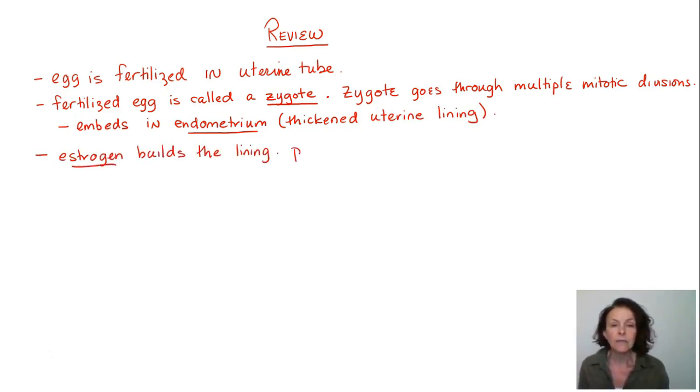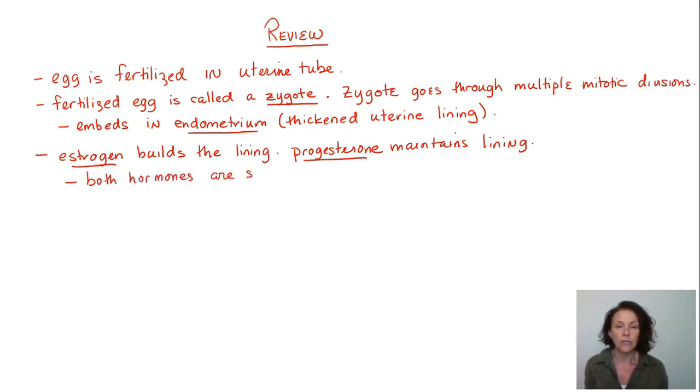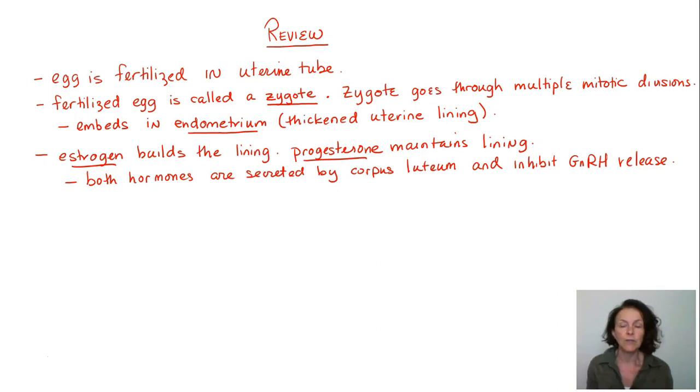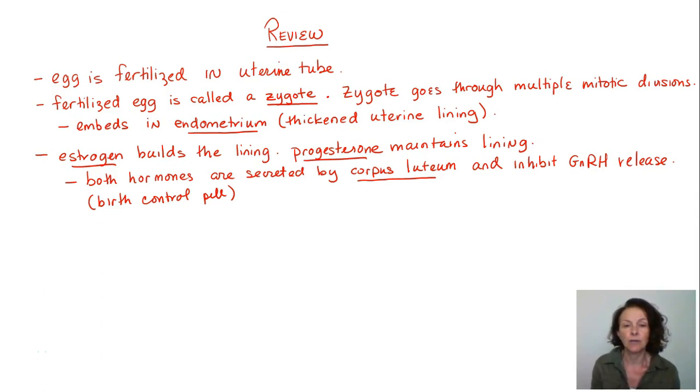Estrogen builds the lining, and progesterone maintains the lining of the uterus. And these two hormones are secreted by the corpus luteum, and the maintenance of the corpus luteum also inhibits gonadotropin releasing hormone released from the hypothalamus, and then that inhibits the release of luteinizing hormone and follicle stimulating hormone from the pituitary. And I wrote birth control pill in parentheses so that you would know that the birth control pill is made up of progesterone and estrogen, because the effect of those two hormones is ultimately to prevent an ovulation event and prevent someone from getting pregnant.